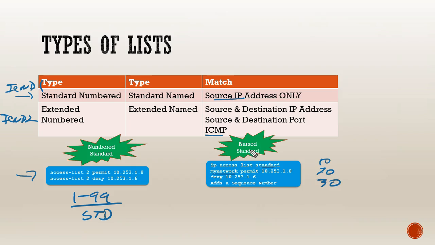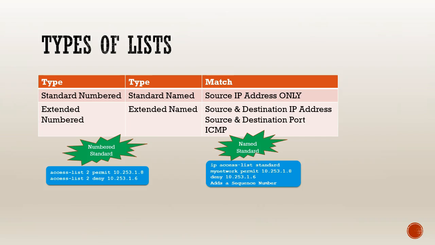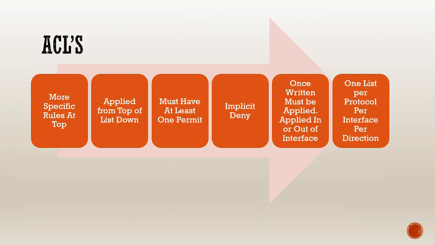So numbered and named, a couple of differences. The impact is the same because they're going to do the same thing, permit or deny a source IP address.